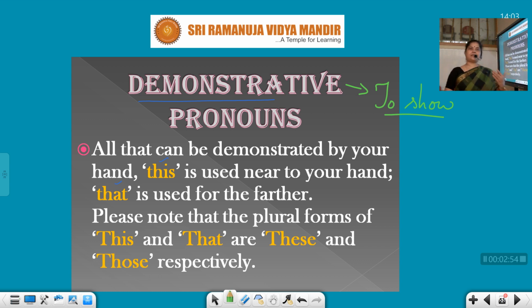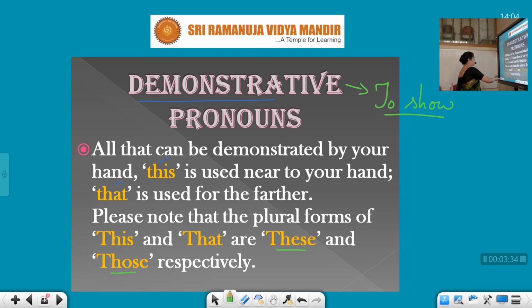To show. So this, that, these, those. The plural forms of this, that are these and those. You have it here. So the meaning of demonstrate is to show. They show us what actually we are talking about. So look into the definition. All that can be demonstrated by your hand. This is used near to your hand. That is used further. In a simple form I have just explained you. But the meaning of demonstrate is to show. And you have to note that for this and that, the plural forms are these and those.